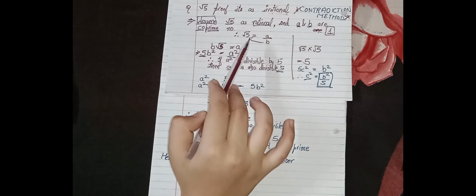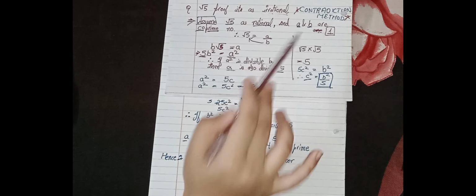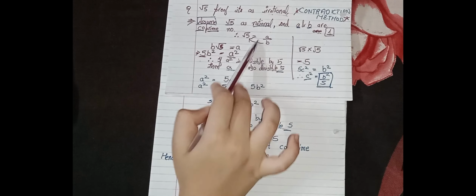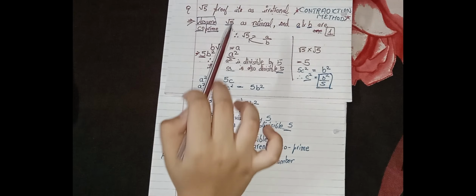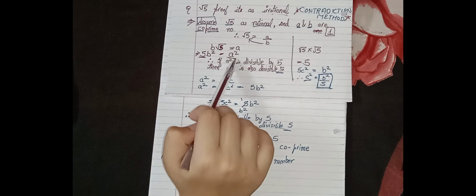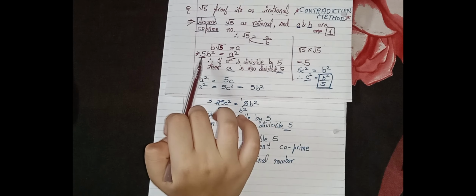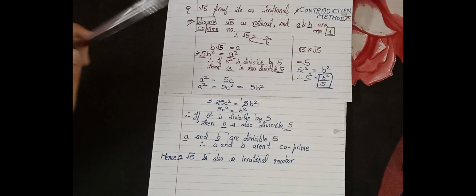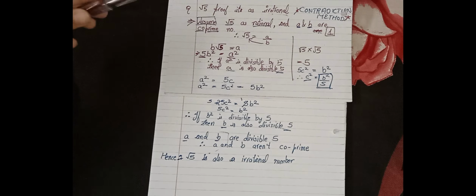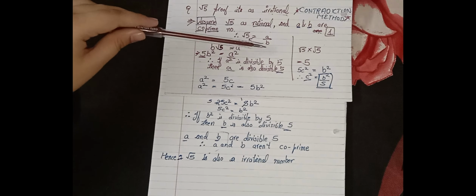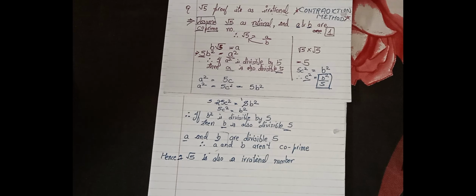Now if root 5 is rational, then root 5 is equal to a upon b. I will put b on this side, and the division here becomes multiplication: b root 5 is equal to a. Now let's square both sides. This gives 5b square is equal to a square. Now a square is divisible by 5, and as we have learned, if a square is divisible by a number, then a is also divisible by that number. Therefore, if a square is divisible by 5, then a is also divisible by 5.